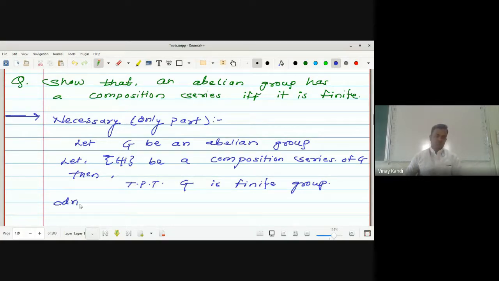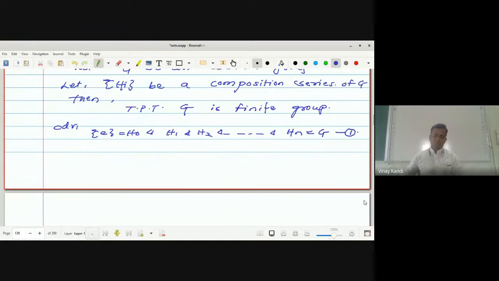Consider the singleton E is equal to H0, which is normal in H1, which is normal in H2, up to so on, which is normal in Hn, which is equal to G. Give it equation number 1. It's a composition series for capital G. Okay, if this one is a composition series, that implies the factor group Hi plus 1 upon Hi is what?